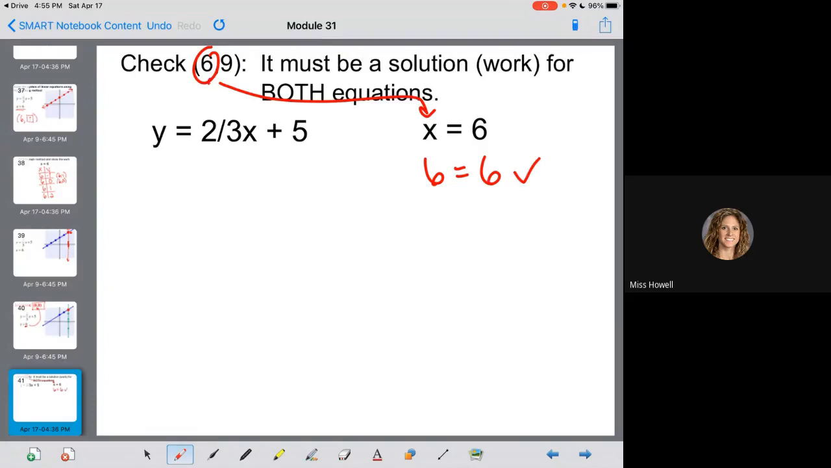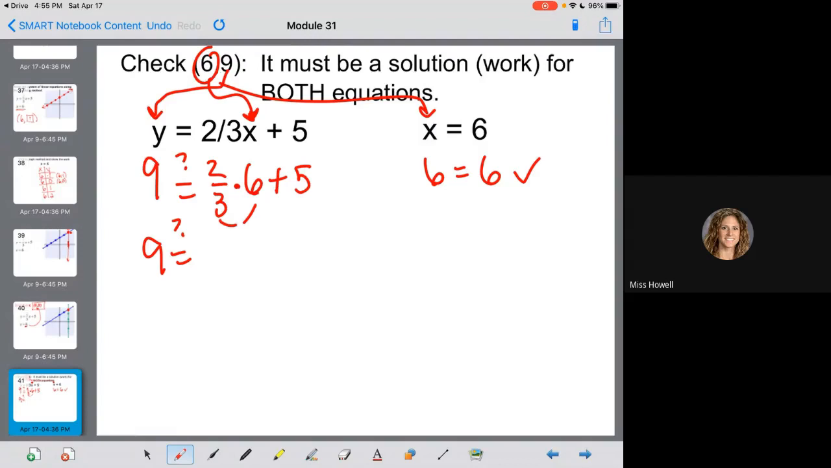So let's check this guy over here. 6 in here for x, then 9 in here for y. So 9, does it equal 2/3 times 6 plus 5? All right, 9, does it equal, multiply first, 2/3 times 6 would give us a value of 4. So 4 plus 5, and if you can't do that math in your head, that's okay. Use your calculator. 2 ABC 3 times 6. So we end up here 9 equals 9. So we are correct. It is the solution of our line, which means it works. And it is the ordered pair that is the solution to the entire system of equations.